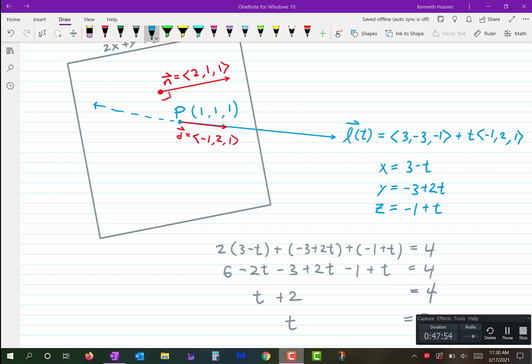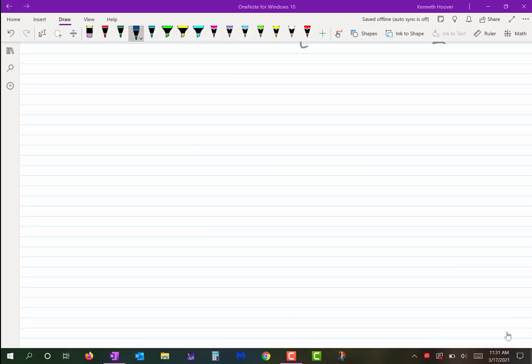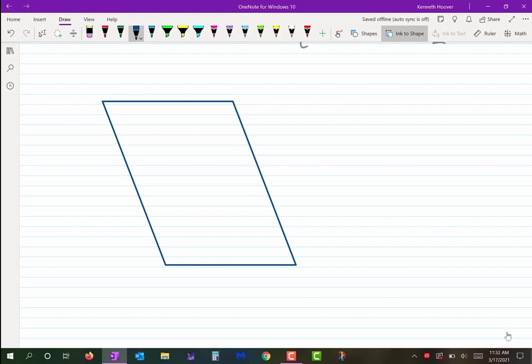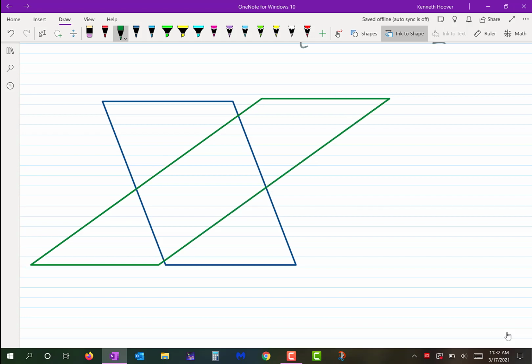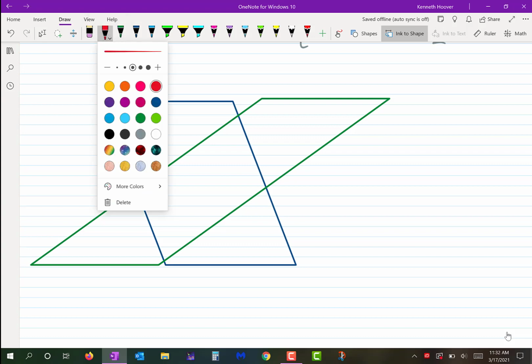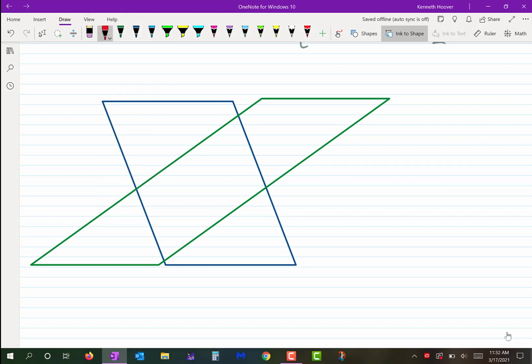Next, what about 2 planes crossing each other? Okay, this is really hard for me to draw, so bear with me. I'm going to draw a blue plane and a green plane. Okay, and I'm going to draw a red line where those 2 planes are crossing. That's actually not too bad. Okay.